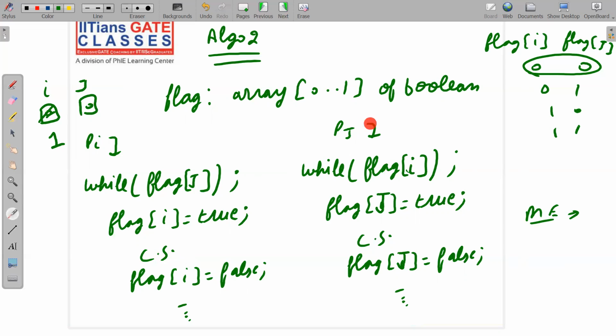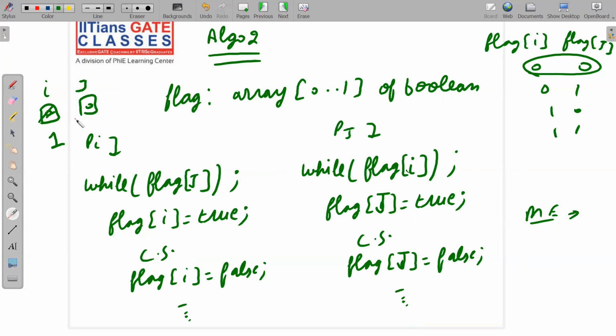Now since it is in CS, now see, can PJ enter into CS or not? It will say while flag i is what? 1. Since flag i is 1, PJ will not enter CS. So you will say, sir, mutual exclusion is satisfied. But no, I have told you in the previous example also, line by line interrupt you have to imagine. So try to imagine line by line interrupt.